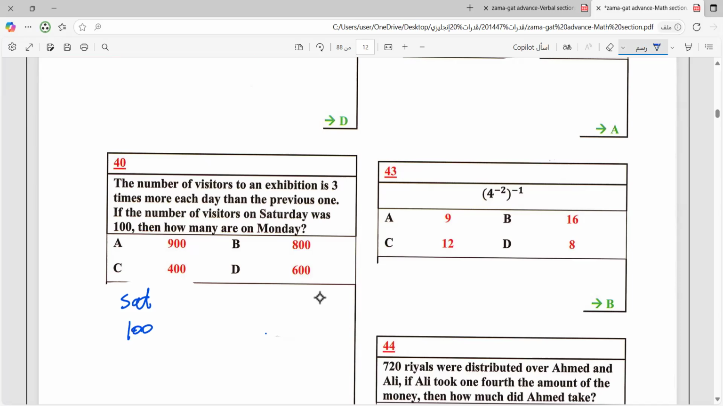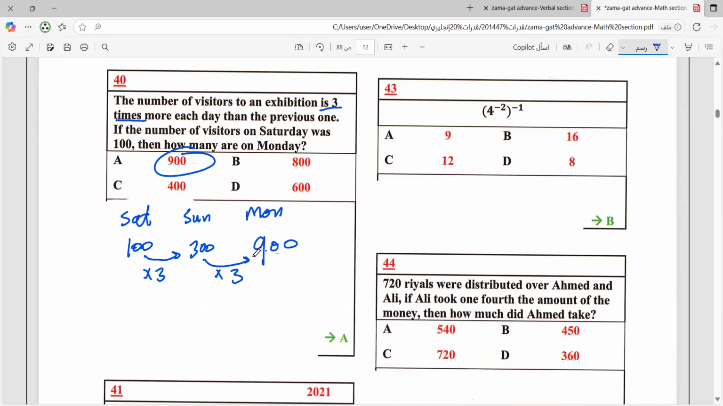This 100, said visitors 3 times, so you multiply by 3. Then you get Sunday. What is 3 times 100? 300. Now it asks how many are on Monday. So for Monday, we multiply also by 3. So it will be 900. So the answer is A. Clear, my student?